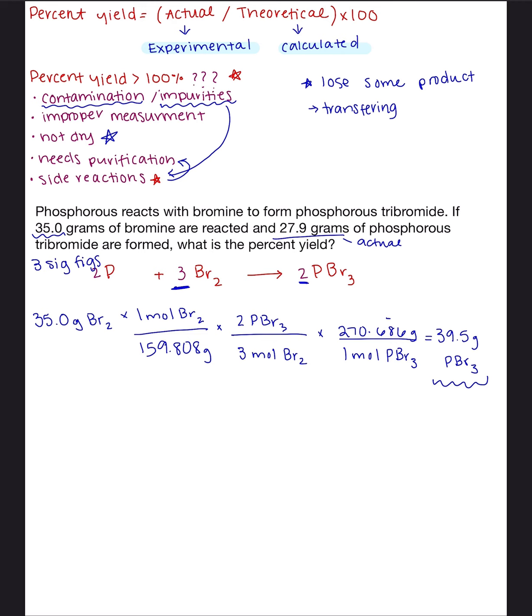So now let's actually do the percent yield. We had our actual, which was 27.9 grams, divided by our theoretical, 39.5 grams. We want to multiply that by 100. We get 70.63%. We're at 3 sig figs, so that's our significant digit, so it'd be 70.6%.